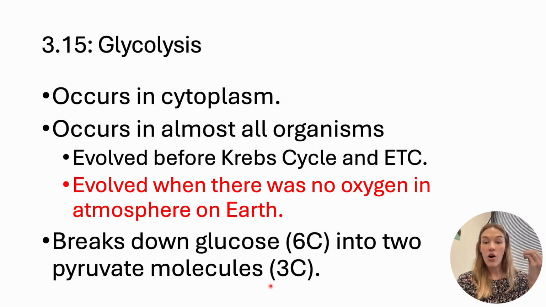Now, almost all organisms do glycolysis. This is really important from an evolutionary standpoint, because the Earth, billions of years ago, did not have oxygen. And so this is a way that organisms could evolve and produce their own energy when there wasn't oxygen around. Now, it's not particularly efficient, but it does get a little bit of ATP, and it can do it without oxygen. So this probably evolved first, before the Krebs cycle, before the electron transport chain.